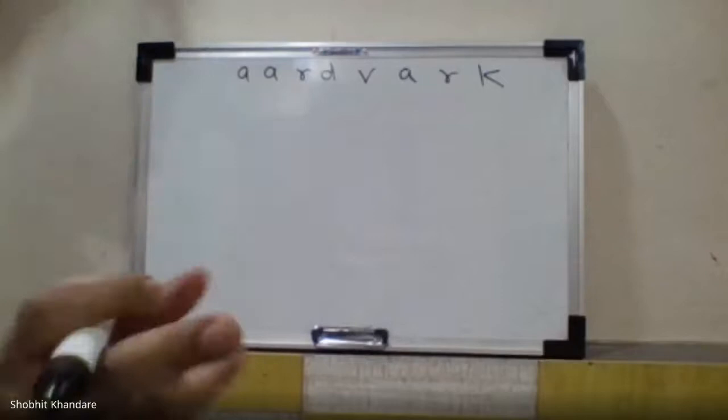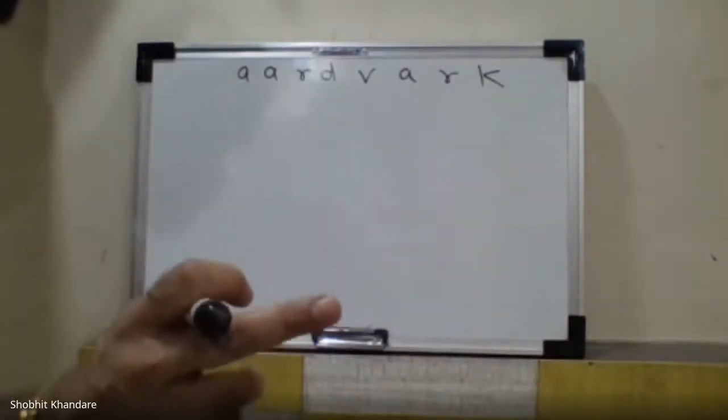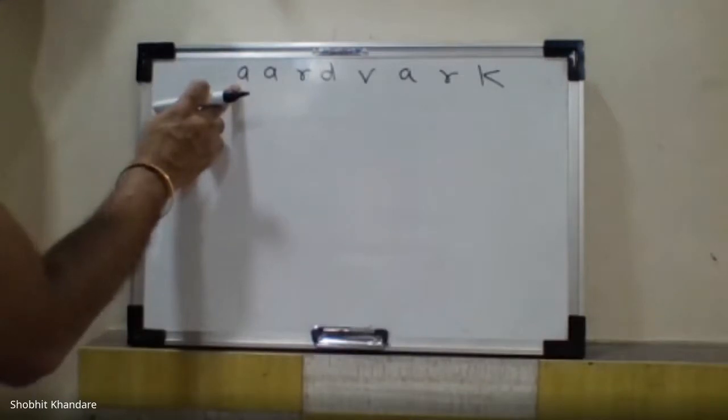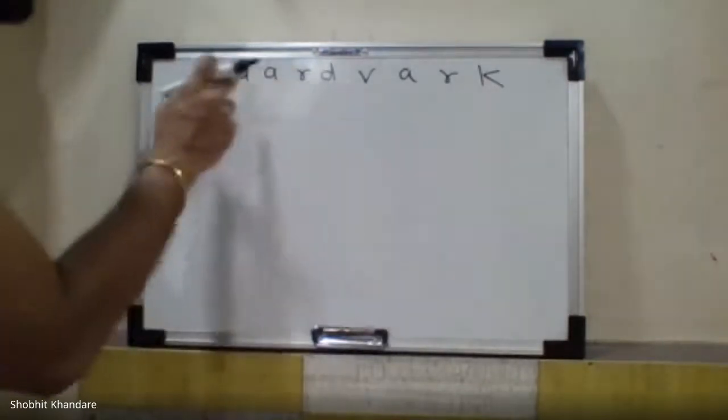So please see step number 1. Now read the message sequence from first to last. So we'll start from A now. You have to go one by one, one by one.